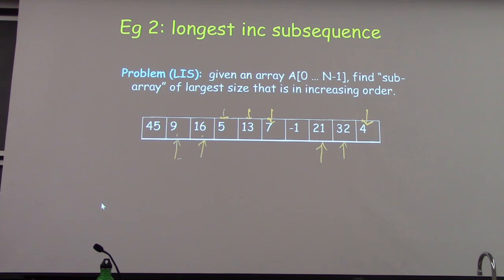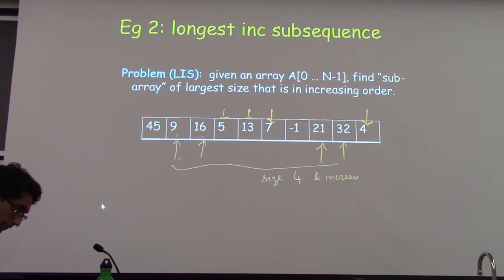And the goal is you want to find a subarray which has the largest possible size and it's still increasing. So this is the problem. In this case, this is a subarray of size 4 and increasing. If I include this, it's size 5 but not increasing. So you want the largest possible size and you still want it to be increasing. In this case I haven't computed what the answer is, but I think it's 4. I don't see a bigger array.